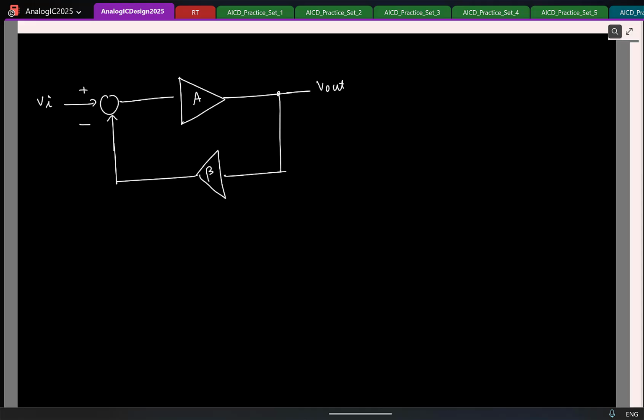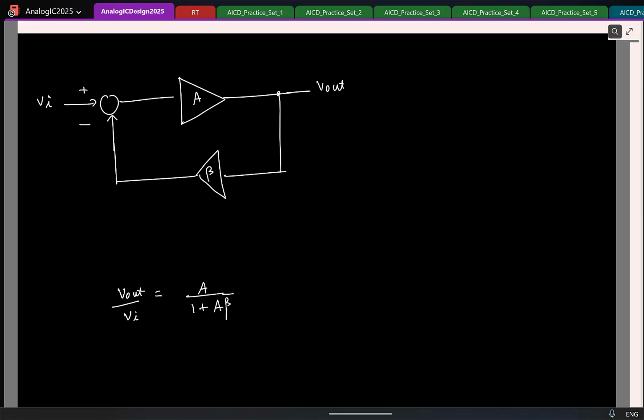So what is the closed loop transfer function from Vi to Vout here? A by 1 plus A beta, fine. This is, let us say, Vout by Vi. And by the way, how do you determine if this is negative feedback or positive feedback? Yeah, break the loop and check whether the outputs are in the same direction or opposite.